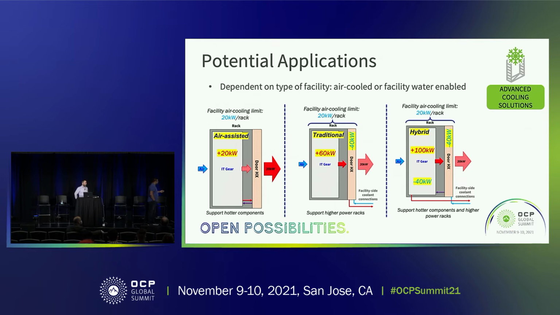But we do believe that the implementation, by reversing the traditional use of a door heat exchanger and doing liquid to air as opposed to air to liquid, and combining that with cold plates that are mounted to the really critical or hot components, will enable higher power components in an air-cooled facility where the cooling capability of a traditional heat sink may be somewhat limited.